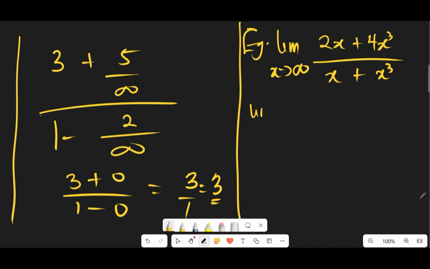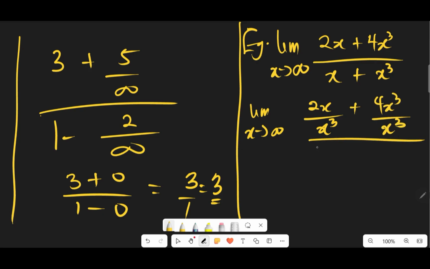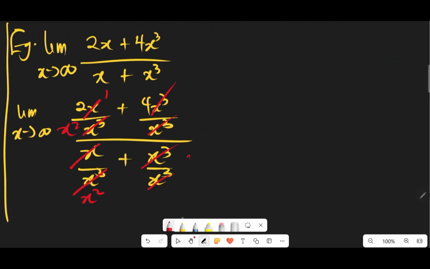So we are going to get the limit as x approaches infinity of 2x over x to the power 3 plus 4x to the power 3 over x to the power 3, all on x over x to the power 3 plus x cubed over x to the power 3. So this is what we have. Now let's do some cancellation here. Now x cubed and x cubed will cancel. x cubed and x cubed will cancel here to 1. Now one x will cancel here, so we are going to get x squared here. Then this x will cancel one, it will cancel here to x squared. Is that okay?